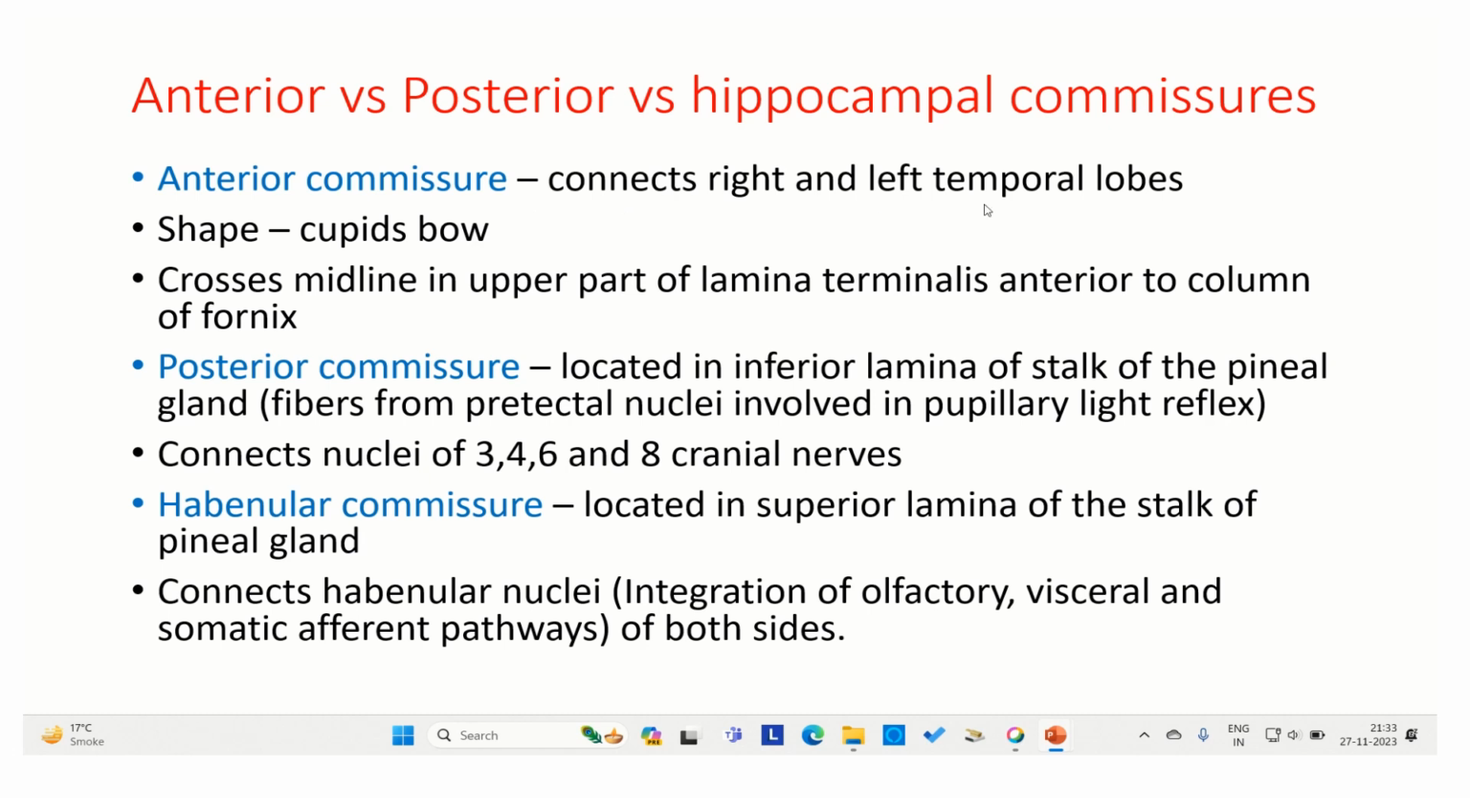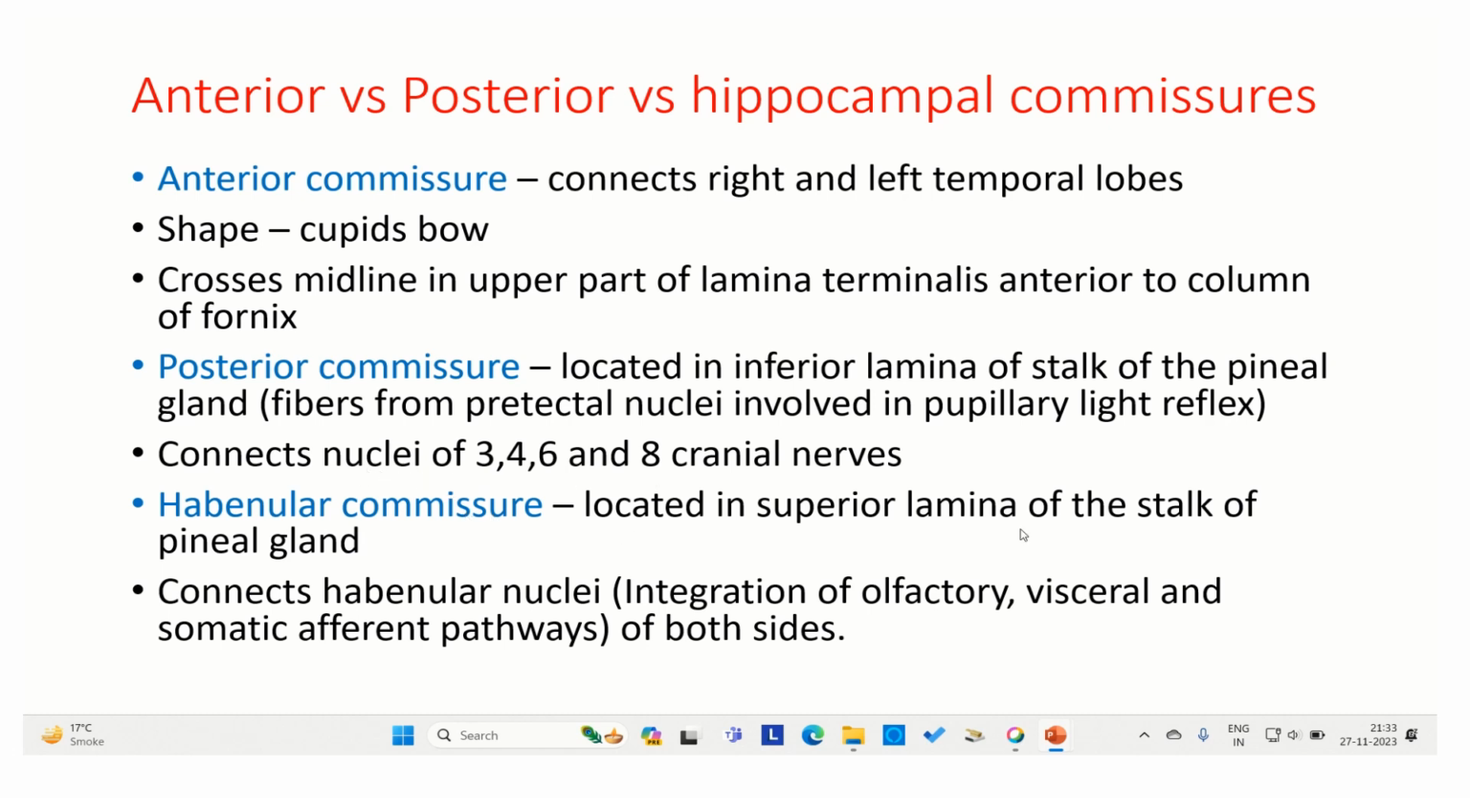Anterior commissure connects the right and left temporal lobes. Shape is cupid's bow. It crosses the midline in the upper part of the lamina terminalis, anterior to the column of the fornix. Posterior commissure is located in the inferior lamina of the stalk of the pineal gland. Fibers from the pretectal nuclei involved in the pupillary light reflex cross through the posterior commissure. They connect cranial nerve nuclei of 3, 4, 6, and 8.